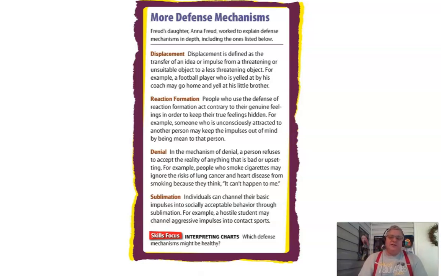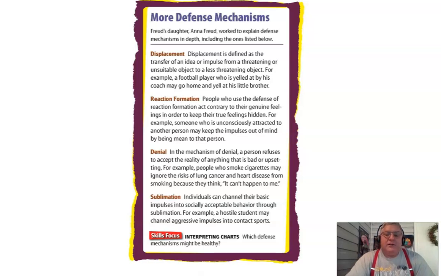Denial. It's not just a river in Egypt. Okay. The mechanism of denial is a person refuses to accept the reality of anything that is bad or upsetting. For example, people who smoke cigarettes may ignore the risks of lung cancer and heart disease from smoking because they think it can't happen to me. Okay, so there's always that denial. It's like all the people running around without masks during the COVID epidemic. It's like they're in denial that they might actually get it.